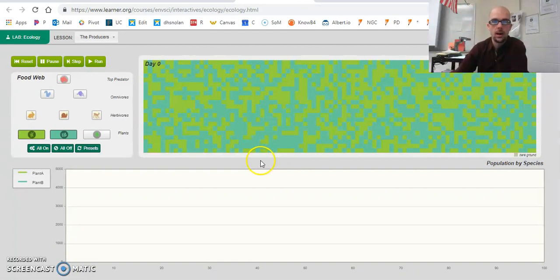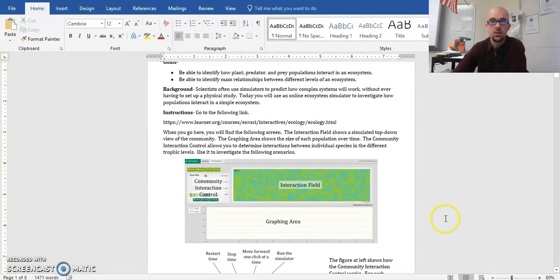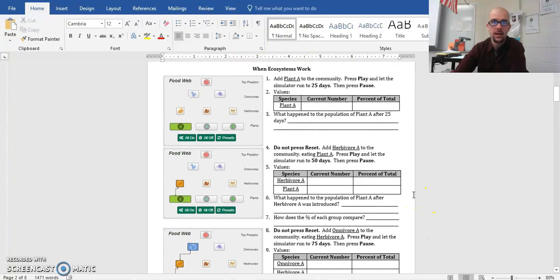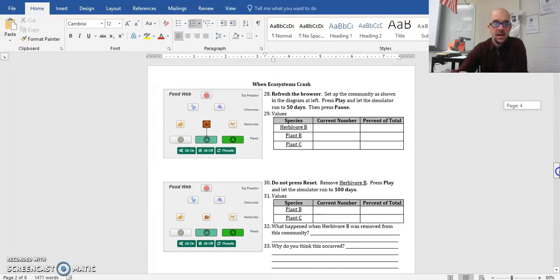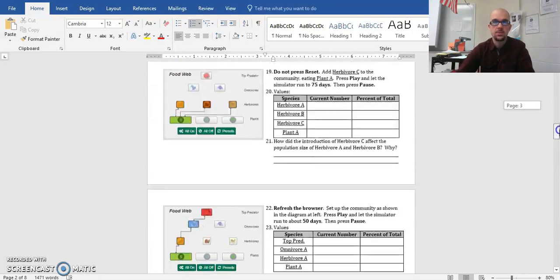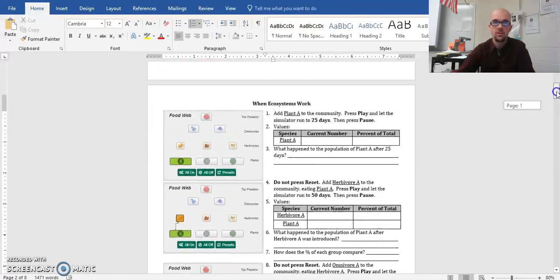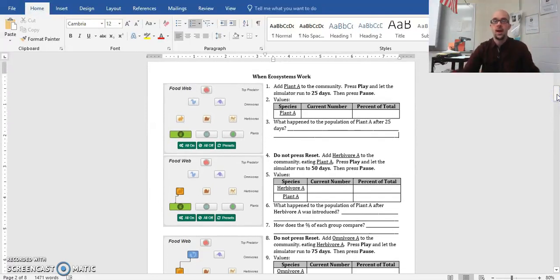So if you go to my website, or if you open the link that I sent you on Remind, this is what you'll find. This is the document. And on the second page, you'll find where it says "When ecosystems work." This is the first one, where we're going to look at a bunch of different ecosystems that function. And then there's a later section that says "When ecosystems crash." We're going to look at certain examples where you add or remove a certain organism, and then poof, it crashes.